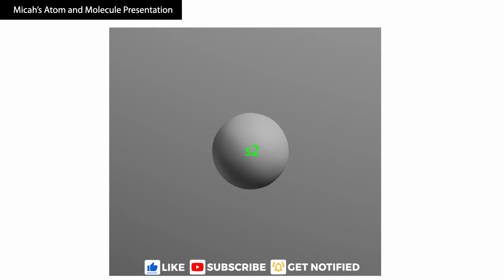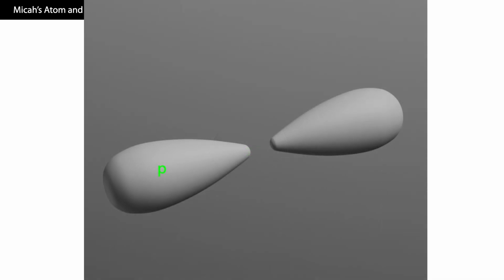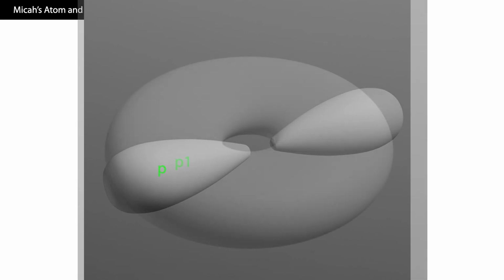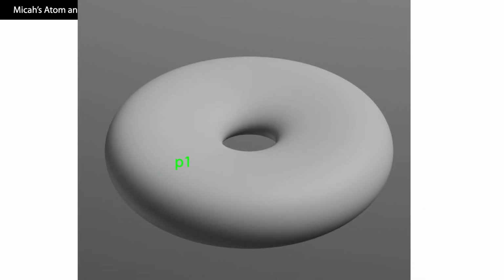Okay, go ahead. The s orbitals are spherical. This is how we showed the p orbitals. But in reality, the p orbitals are different. What? You've been lying to me the whole time? Yes, I have, Dad. If you take this shape of the p orbital and spin it into a kind of torus, that's the real shape.